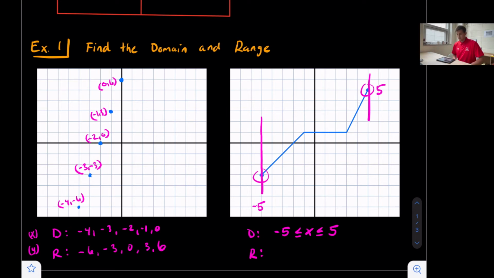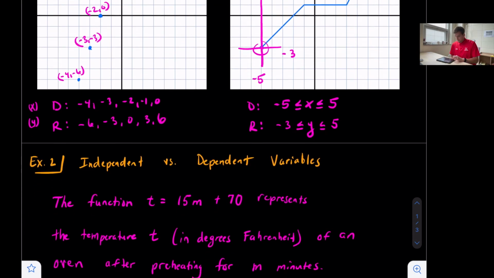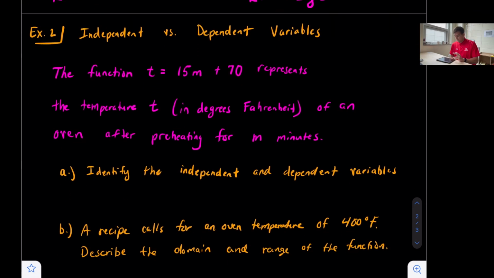Now for our range, that would be our y values, and y values on a graph are up and down. So in this case, we've got our lowest point right here, which is negative 1, 2, 3. And our highest point, which is 1, 2, 3, 4, 5. So we have negative 3. We're going to use a y this time, and we go to positive 5. So that tells me our range values are between negative 3 and 5, and we include those numbers in our range.